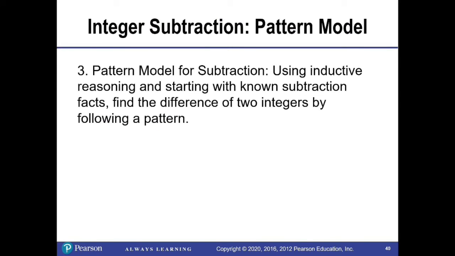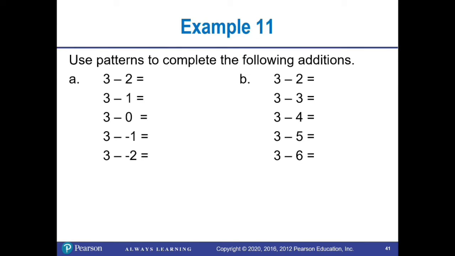We can also use patterns to represent our subtraction. Start with subtractions that children are familiar with, and we develop a pattern from those subtractions. In part A, 3 minus 2 is 1, 3 minus 1 is 2, and 3 minus 0 is 3. Notice my first number is the same. The second number, what I was subtracting, decreased by 1. And notice the difference, the answer when I subtracted, increased by 1. To continue my pattern, 3 minus -1 then would be 4, and 3 minus -2 would be 5.